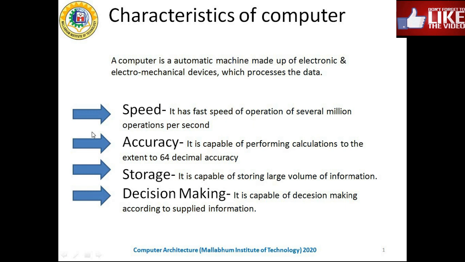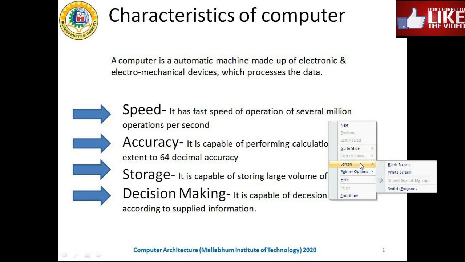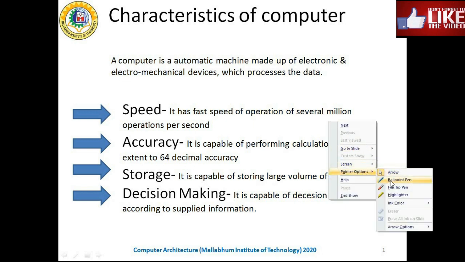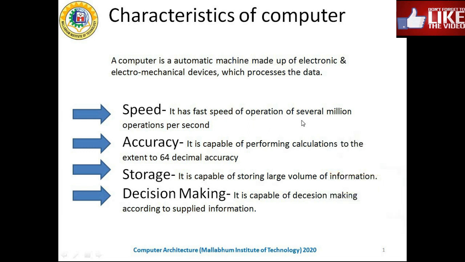Next, the accuracy. So the next feature of the computer is accuracy. So it is capable of performing calculations to an extent of 64 decimal accuracy. Now this can also be understood with the help of today's computers. In today's computers, in the Pentium 4 processor, these two can be identified very easily, that you can identify what is a 32-bit machine. Okay, what do you mean by a 32-bit machine, what do you mean by a 64-bit machine?